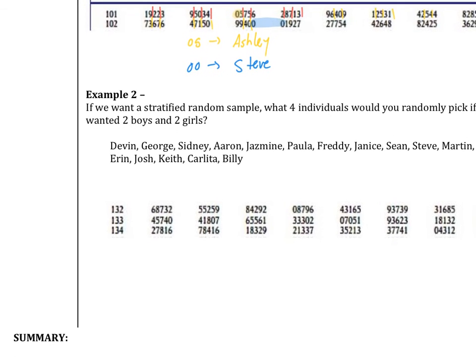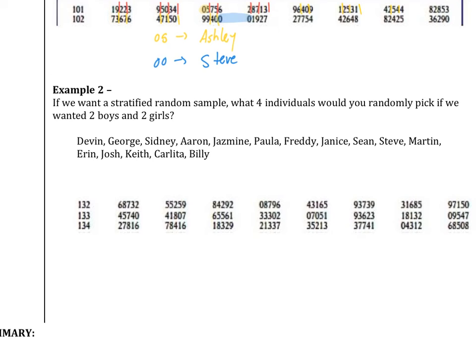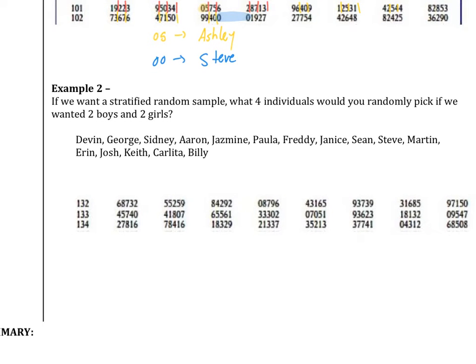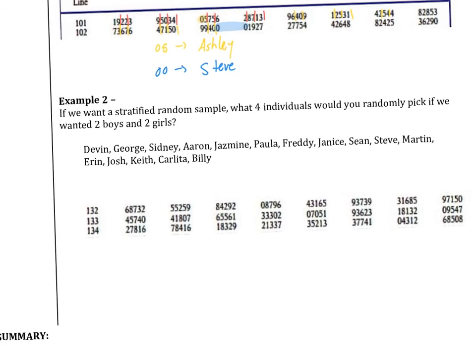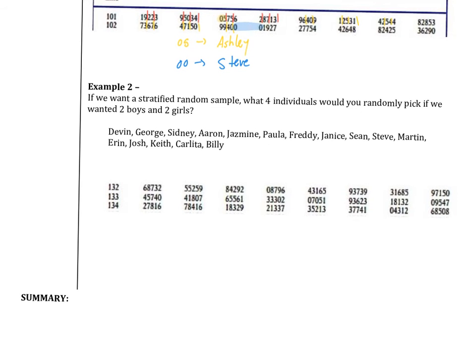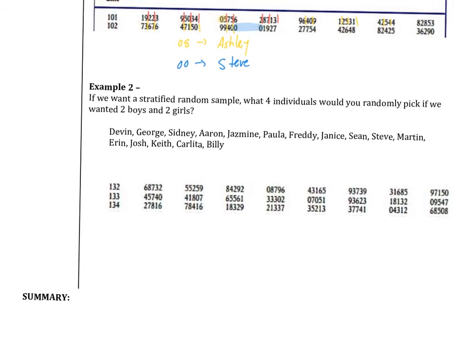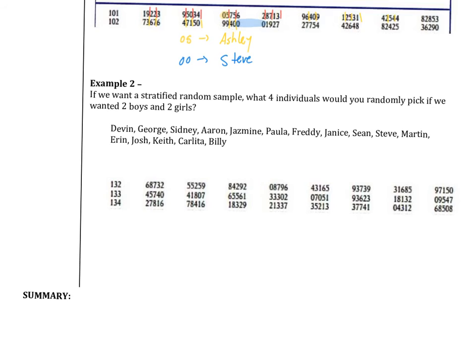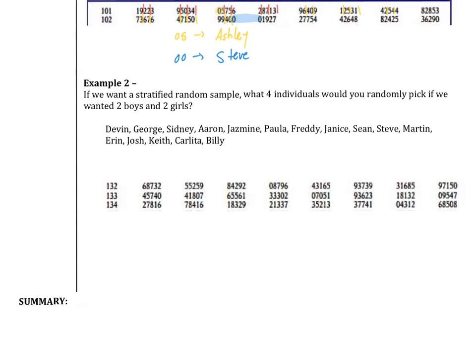So example 2, if we want a stratified random sample, what 4 individuals would you randomly pick if we want 2 boys and 2 girls? Stratified means we want to put it into 2 groups. So we have to break this into groups of boys and girls because it says we want to pick 2 boys and 2 girls.